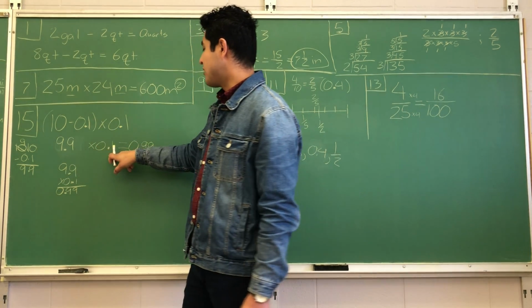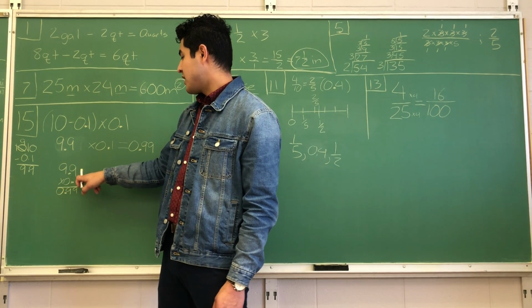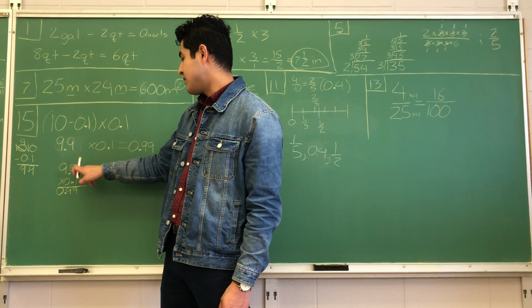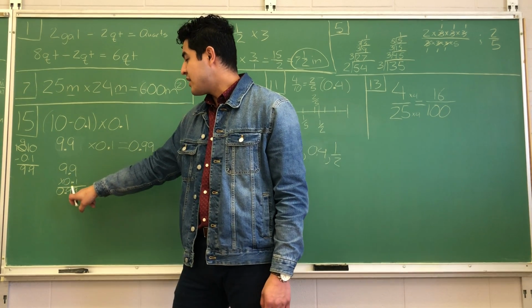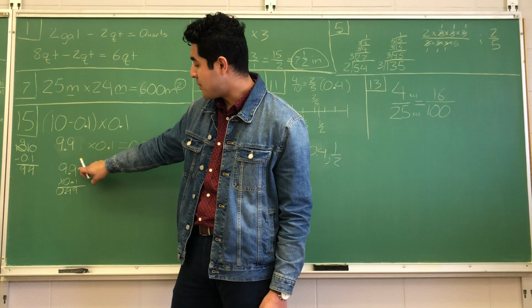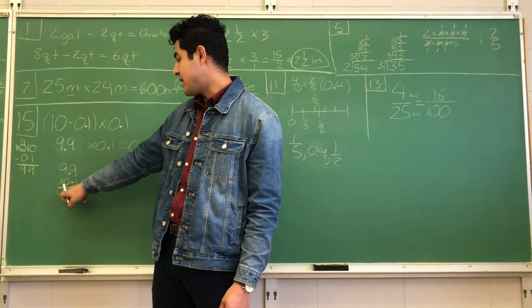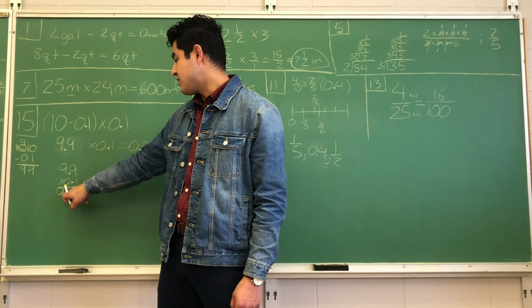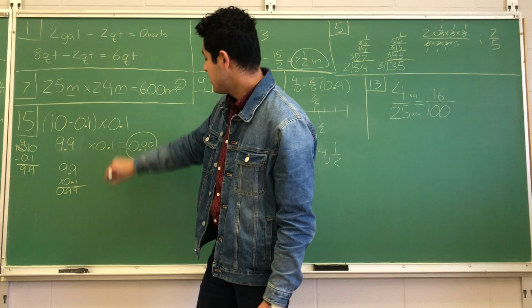Now I can multiply it by the 0.1. So I have 9.9 times 0.1. I go ahead and multiply it. 1 times 9 is 9, 1 times 9 is 9, okay? And now, in order to place my decimal point, I counted how many decimal places there were. So 1, 2. And so I placed my decimal point 2 places. So 0.99 is the final answer.